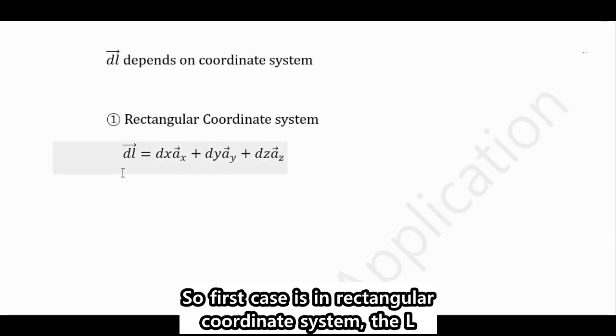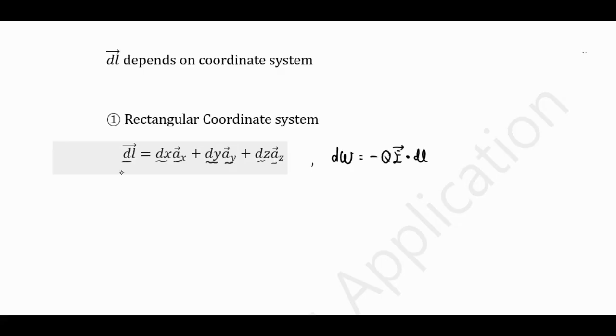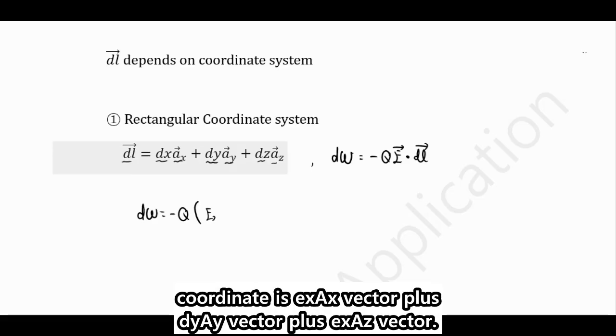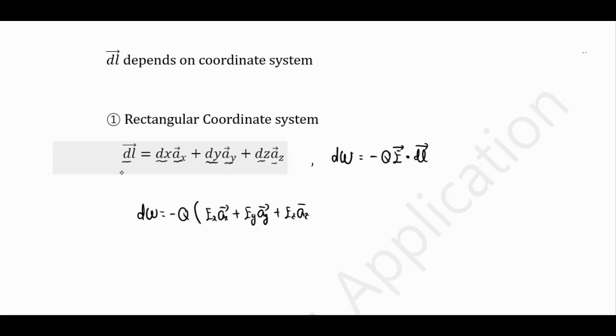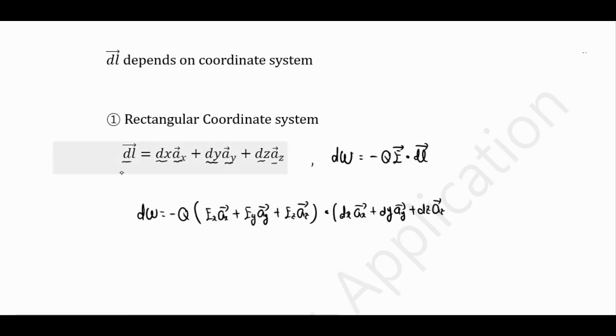The dl vector differs by coordinate system. The first case is the rectangular coordinate system, where the dl vector is dx ax vector plus dy ay vector plus dz az vector. So the first step is to find the differential work, minus q E vector dot dl vector. This is dW equals minus q. The electric field in rectangular coordinates is Ex ax vector plus Ey ay vector plus Ez az vector, and the dl vector is dx ax vector plus dy ay vector plus dz az vector. So it becomes minus q times Ex dx plus Ey dy plus Ez dz.